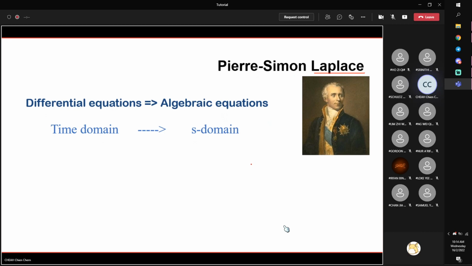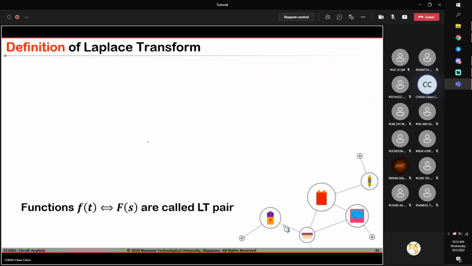Okay, the whole idea is to transform differential equations into algebraic equations, solve the equations in the Laplace domain, and then take the inverse Laplace transformation, right? So this is a key idea. Now, the notation for Laplace transformation is this. If you have a signal in the time domain f(t), after transforming into the Laplace domain, usually we put a capital F just to differentiate it from the time domain function, and the domain is the s domain. It's a function of s.